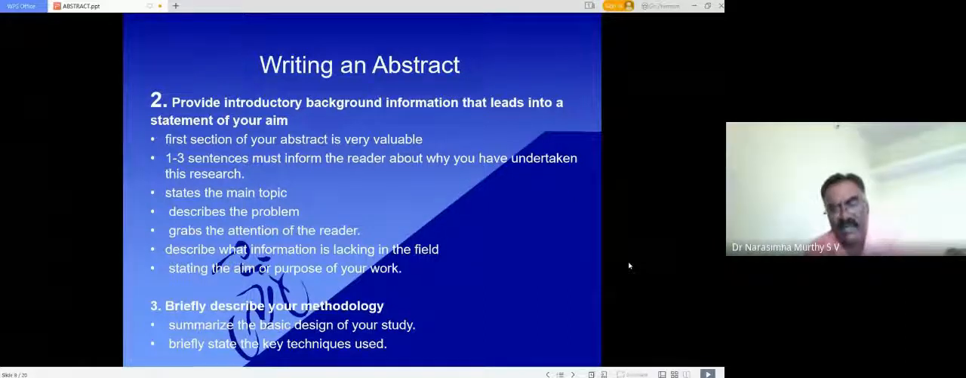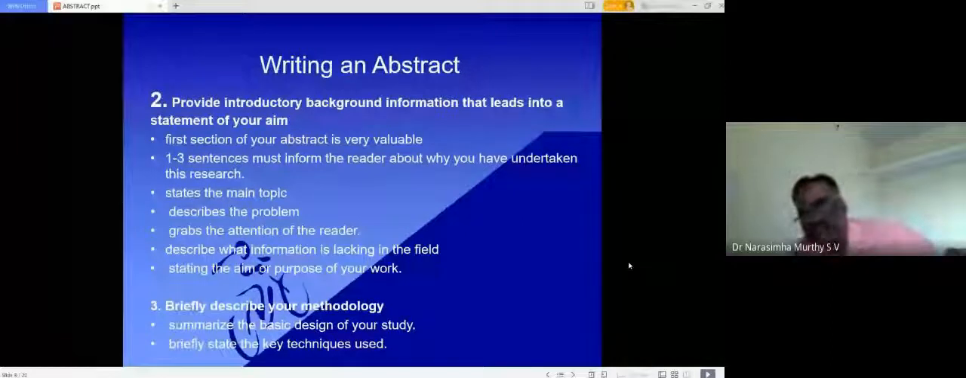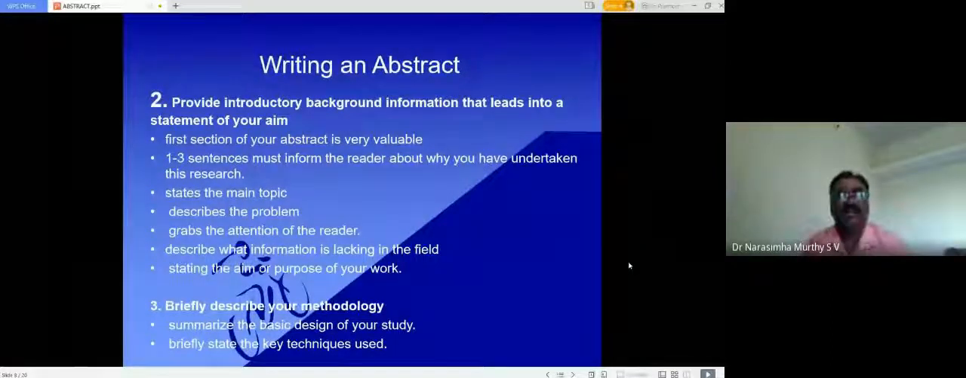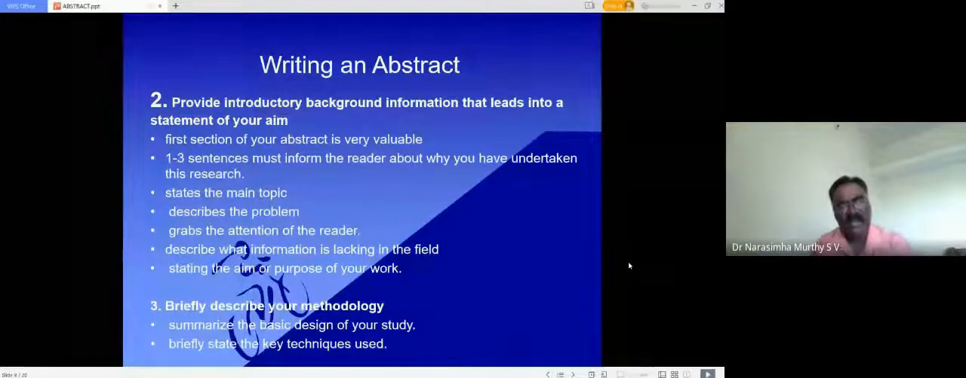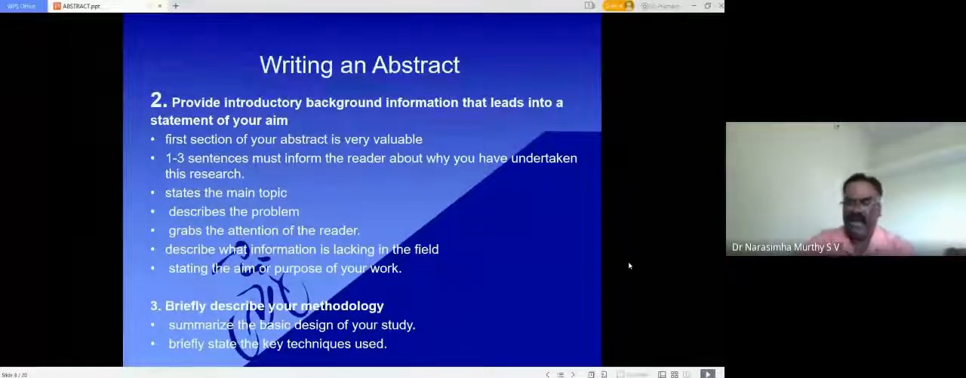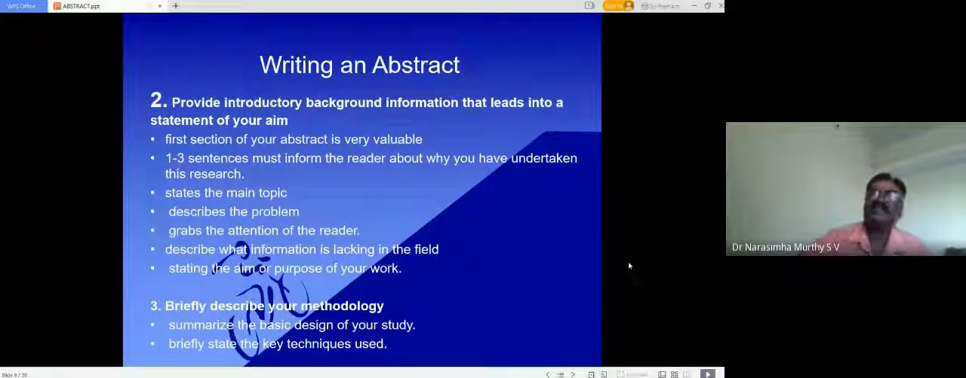And the third thing, briefly describe your methodology. When I say methodology, some of us, people from a literature background, will feel a little uncomfortable to be very clear about our methodology. But we can talk about the basic design of our study. How did we begin? And how did we plan to continue? We have completed the paper already, so we know the flow of ideas, the theory that I have used, all those things. Just state the key techniques that were used.